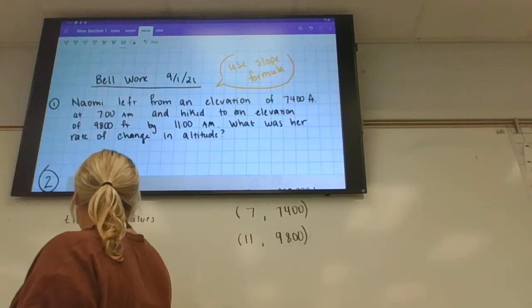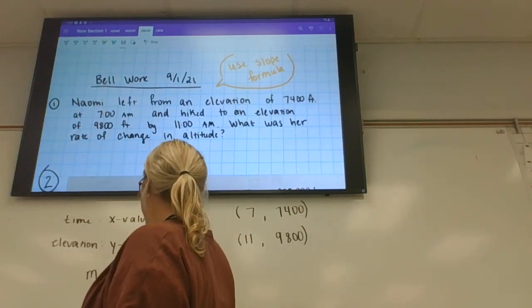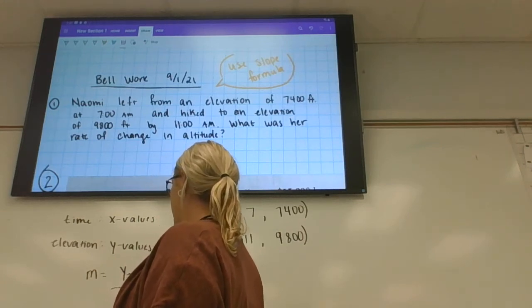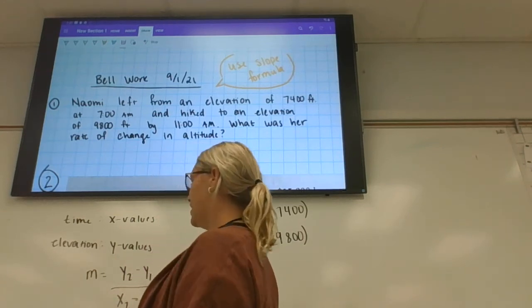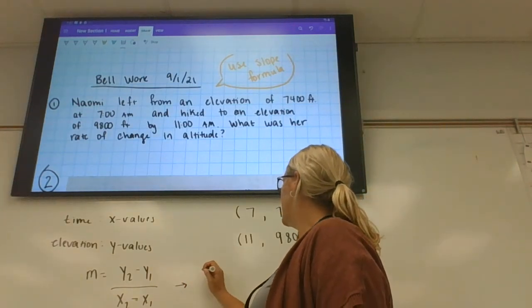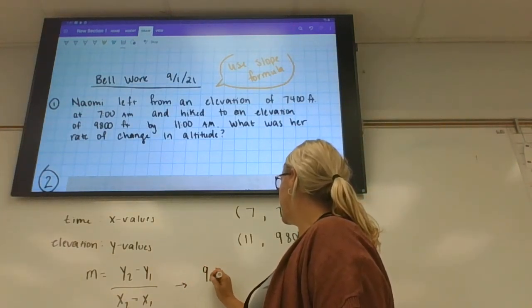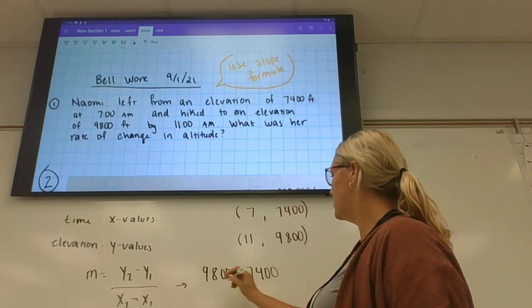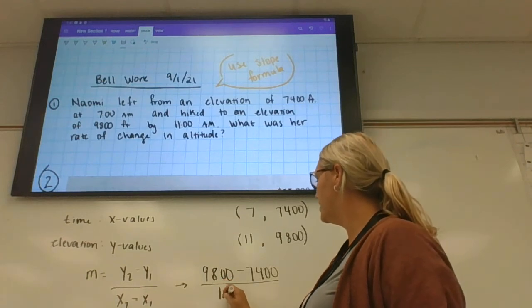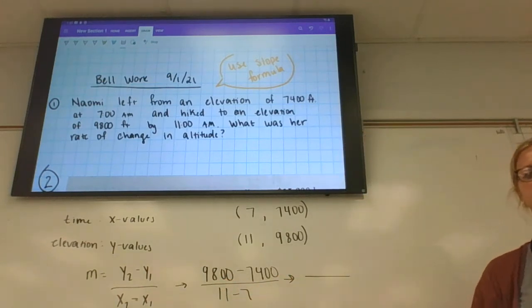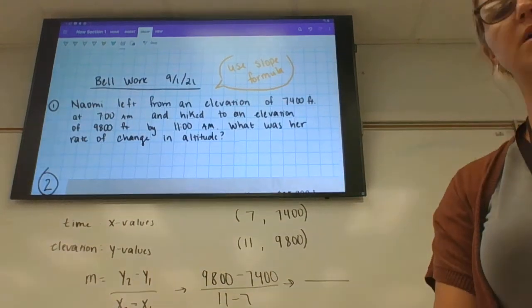So the slope formula we reviewed yesterday, change in y, and this is like literal rise over run, like actual change in elevation over change in time. So I would do 9,800 minus 7,400 in the numerator, and 11 minus 7 in the denominator. What'd you guys come up with? Mark.